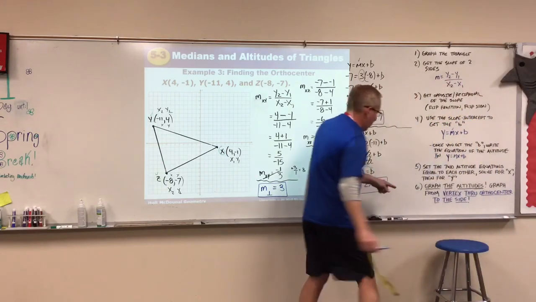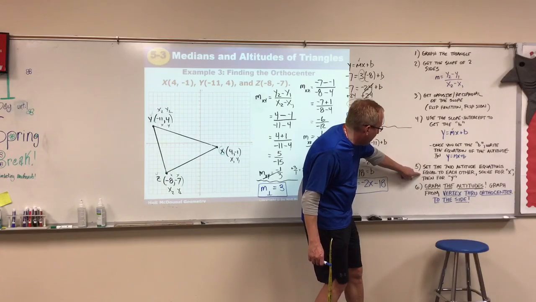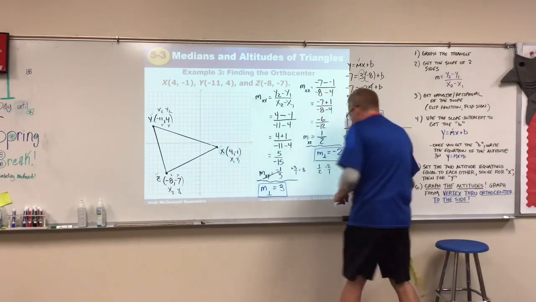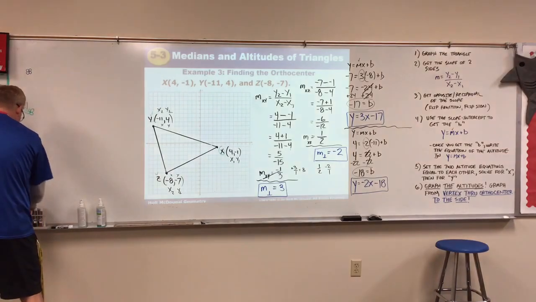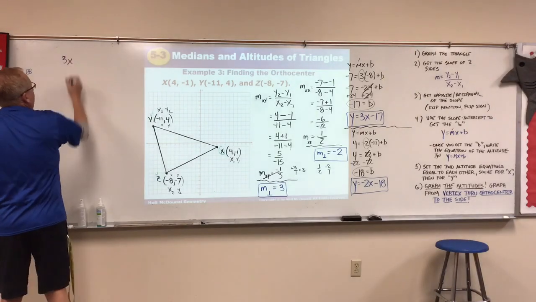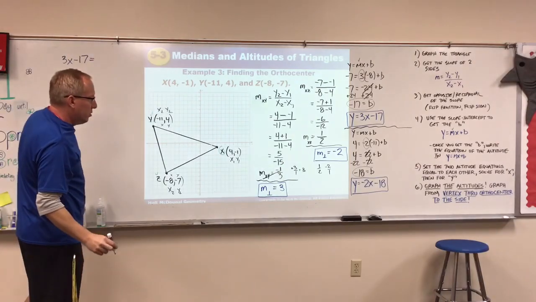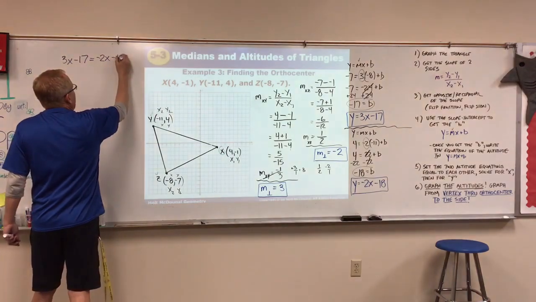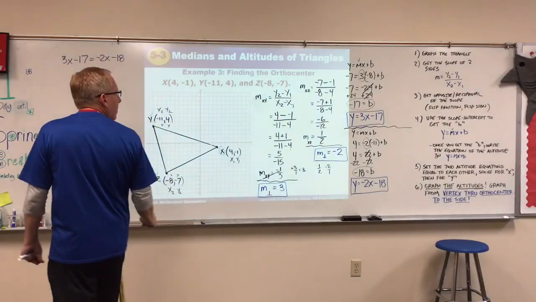So what we do next is step 5, which says set the two altitude equations equal to each other, solve for x, and then solve for y. So over here, we are going to set those equations equal to each other. We're going to set 3x minus 17 equal to negative 2x minus 18.